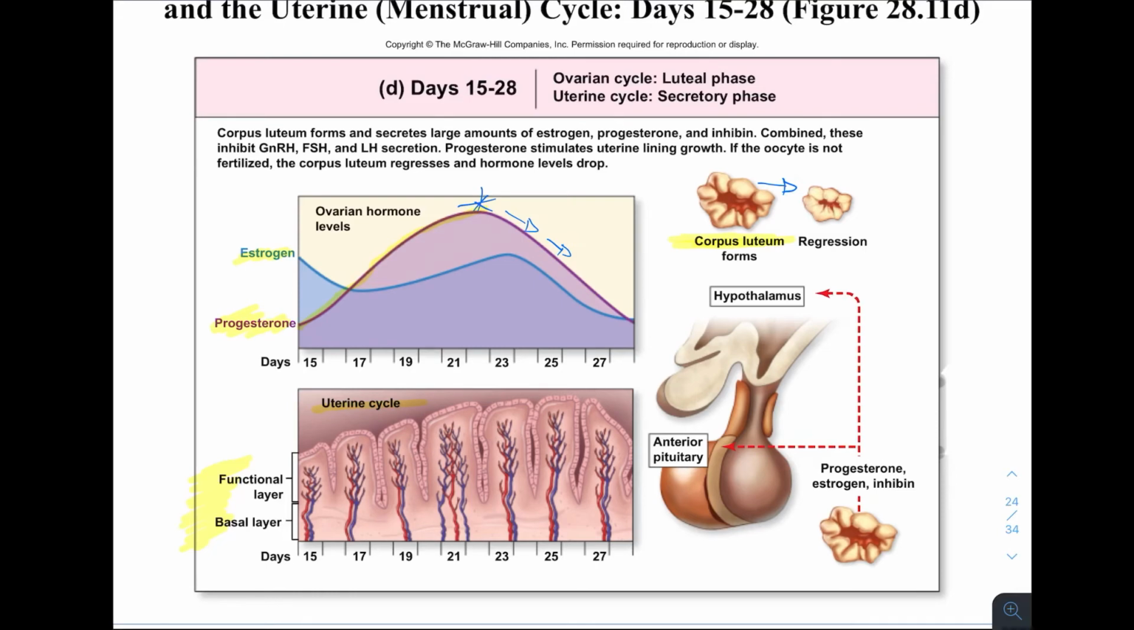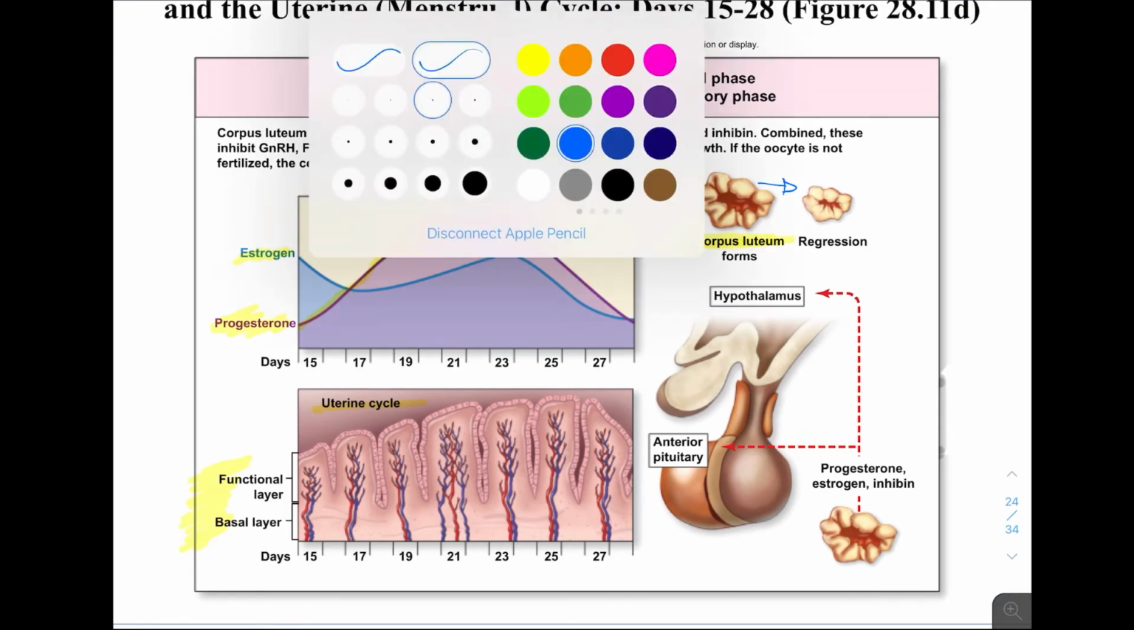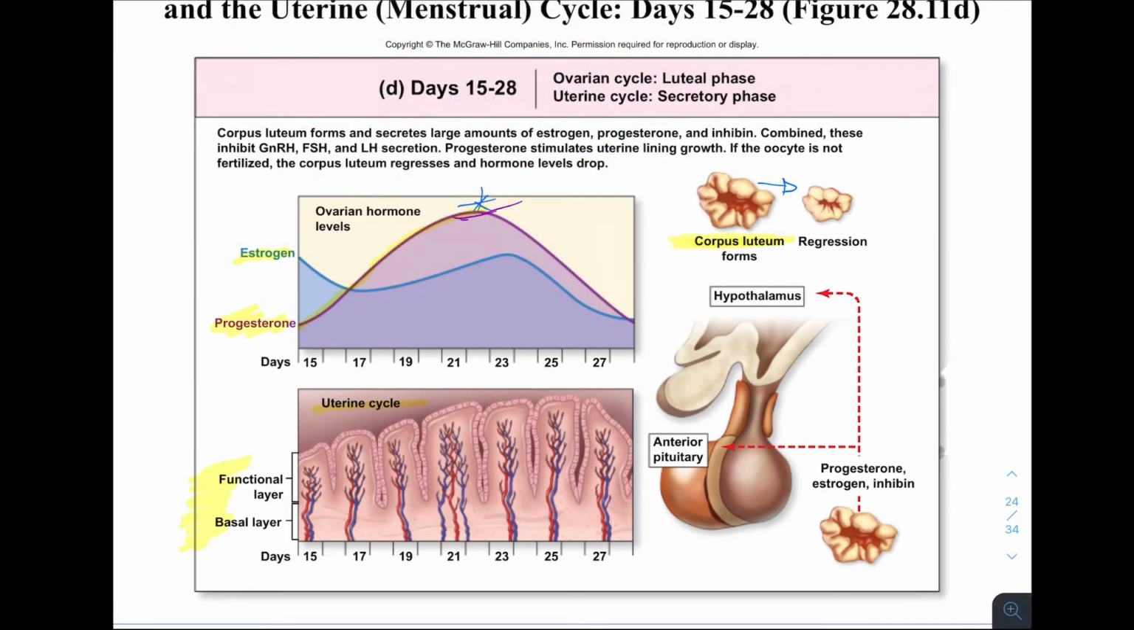However, let's assume that pregnancy does take place. If pregnancy does take place, then these progesterone levels, instead of dropping, will actually keep on going up throughout and will stay very, very elevated throughout the pregnancy. And that corpus luteum will stick around for about 6 months and keep on making progesterone. And then after that point, the placenta will take over as the organ that makes most of the progesterone to keep the pregnancy going.